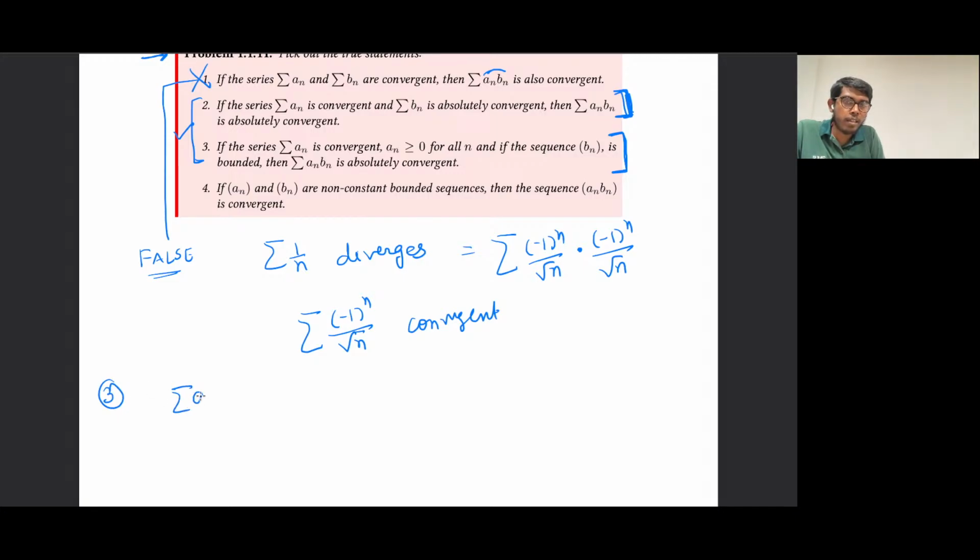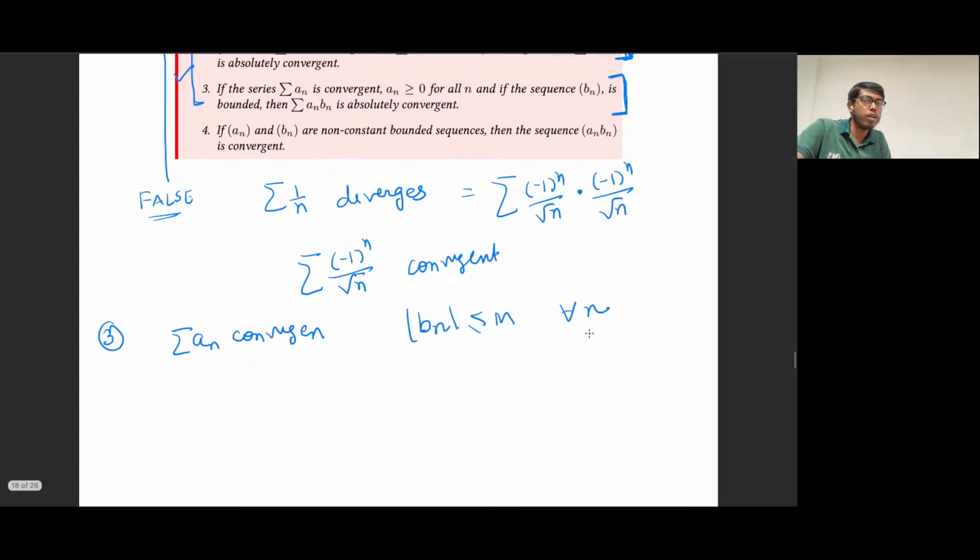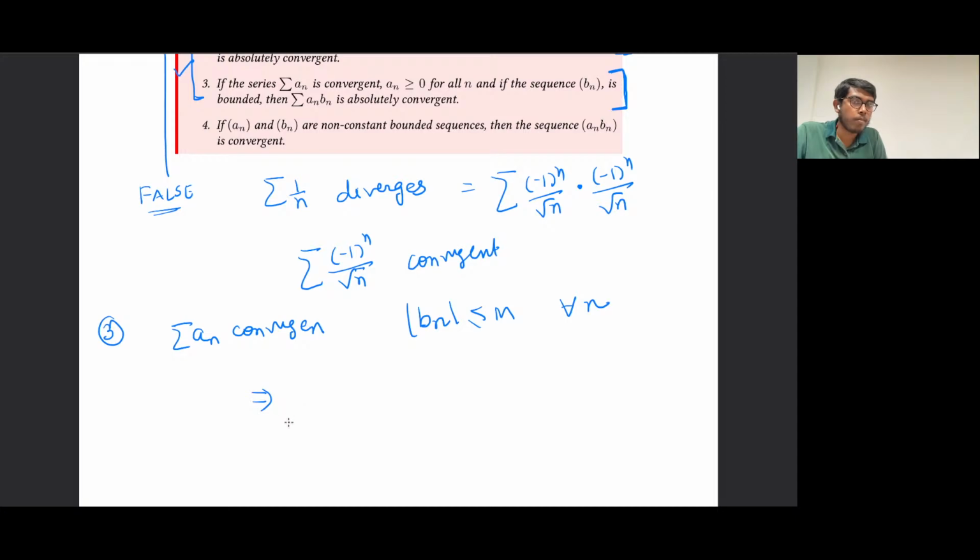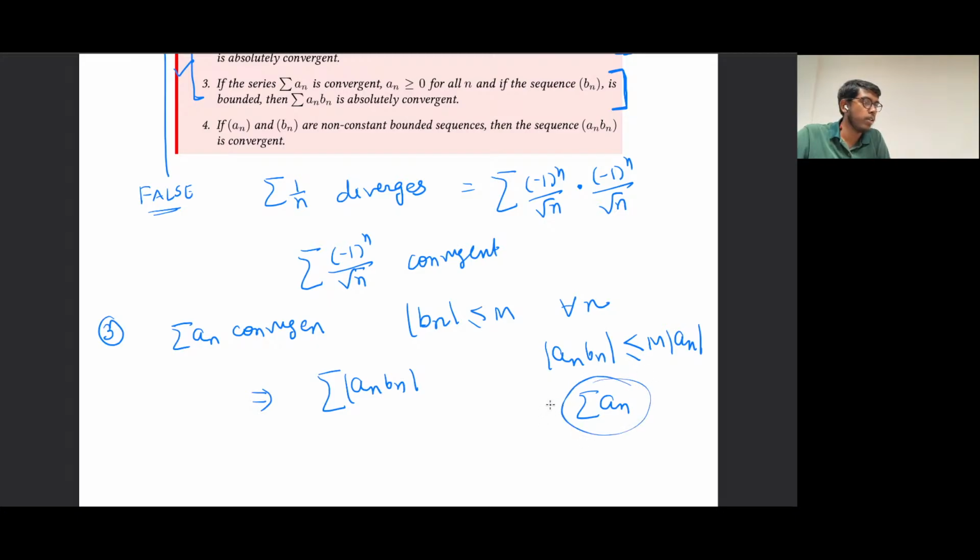Summation an is convergent and bn is bounded, so the absolute value of bn is less than or equal to m for every n. This implies that the absolute value of an bn is less than or equal to m times the absolute value of an, and I know that summation an is convergent, and therefore this series will converge.